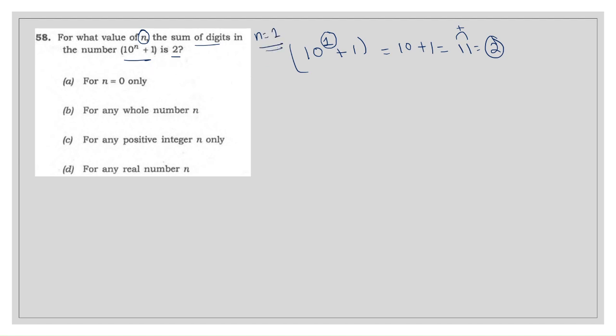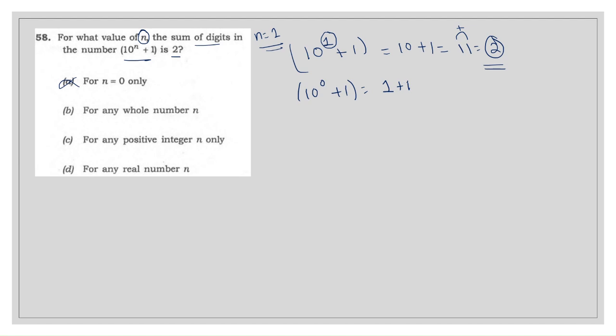Now the first option says for the value of n equal to 0 only. So this option is obviously wrong, because just now we took the value of n as 1, and after solving this particular number for n as 1, we received the sum as 2. So obviously for n equal to 0 only, the sum won't be 2. If we take 10 raised to the power 0 plus 1, again we'll receive 1 plus 1, like anything raised to the power 0 is equal to 1.